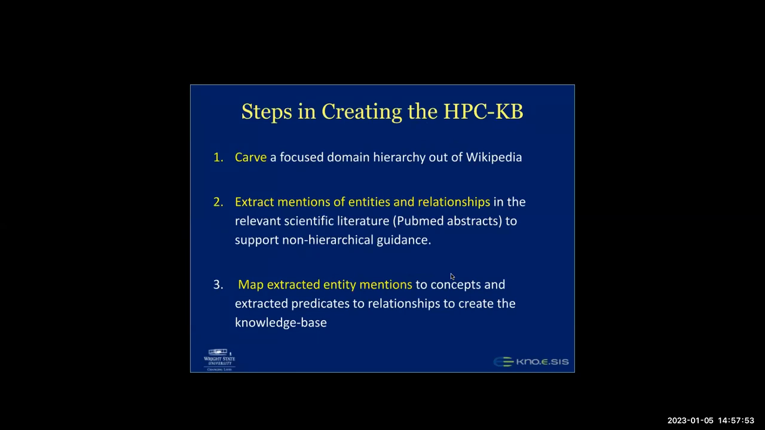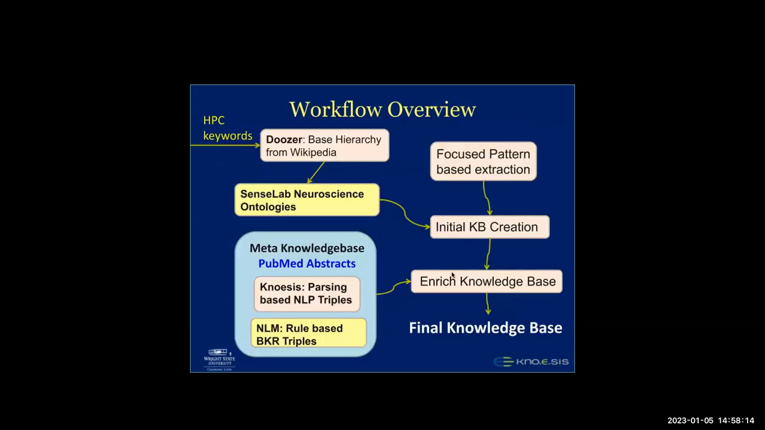Then we used that knowledge graph. The steps: creating a focused domain hierarchy out of Wikipedia; extracting mentions of entities in the relevant scientific literature, PubMed abstracts, to support non-hierarchical relationships; mapping extracted entity mentions to concepts and predicates to relationships to create the knowledge base; then parsing to extract NLP triples; and then using rule-based biomedical knowledge repository triples. All these were put together to create a knowledge base of 2 million entities and 3 million relationships.